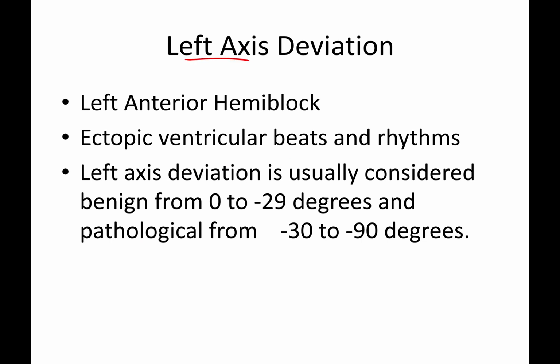Left axis deviation kind of is the other side of the coin. When do you get a left axis deviation? Well, you get it with a left anterior hemiblock. Ectopic rhythms, of course. The big thing to remember with this, of course, hypertrophy could also cause it, particularly atrial.